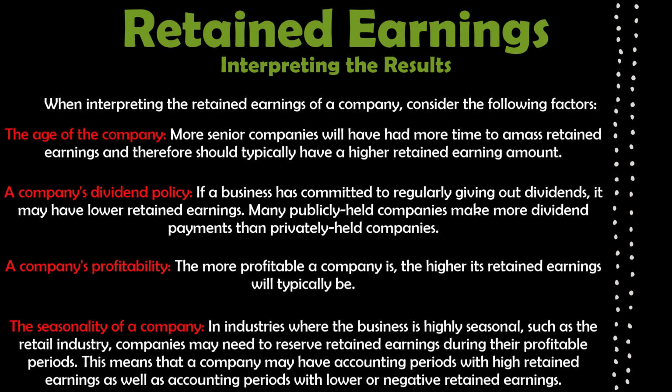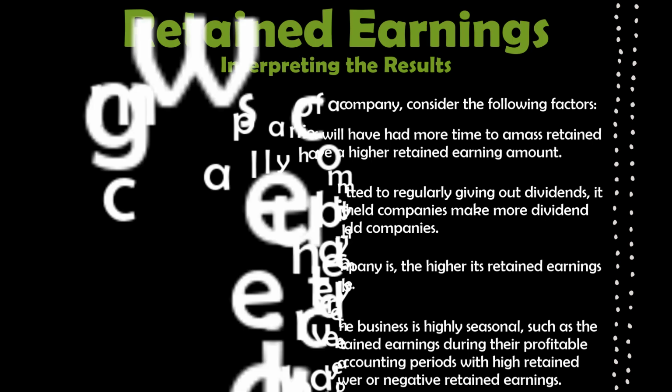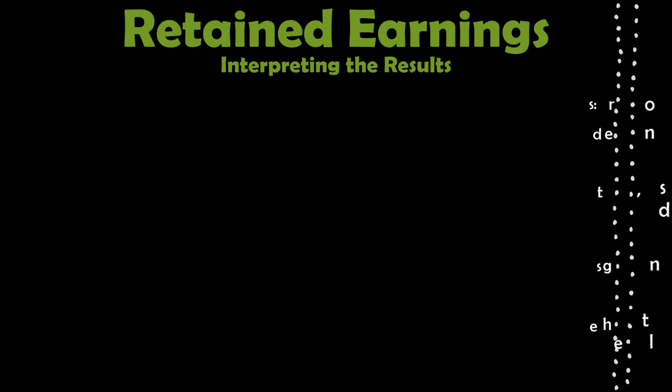And finally, the seasonality of a company. In industries where the business is highly seasonal, such as the retail industry, companies may need to reserve earnings during the profitable periods. This means that a company may have accounting periods with high retained earnings as well as accounting periods with lower or negative retained earnings.